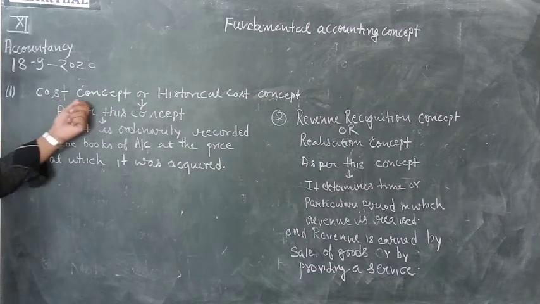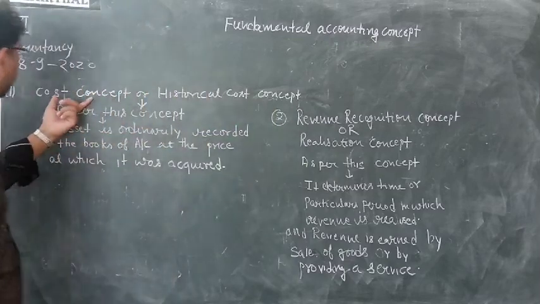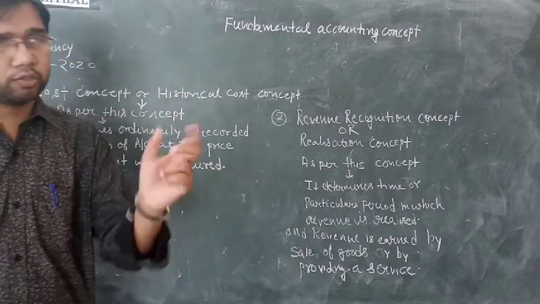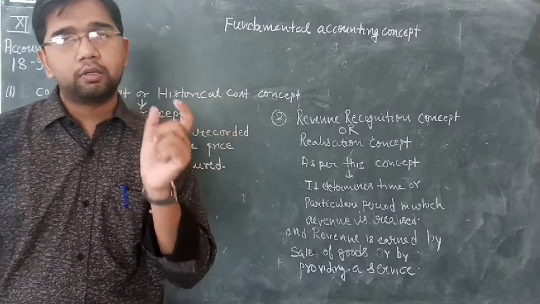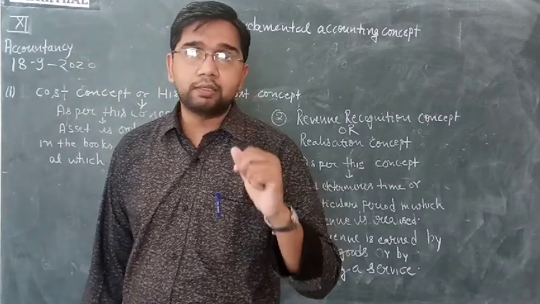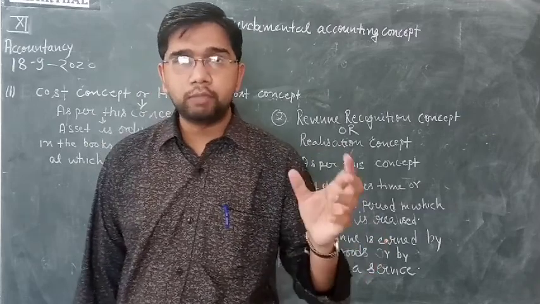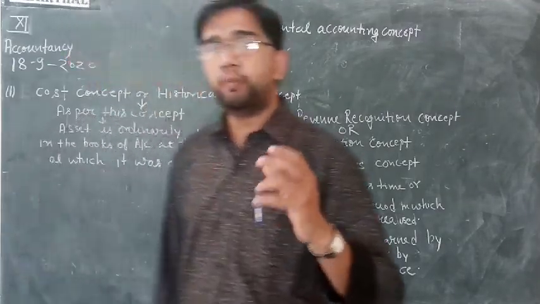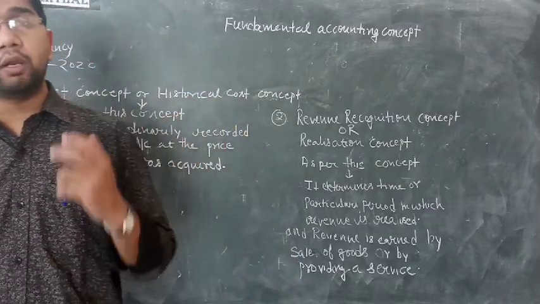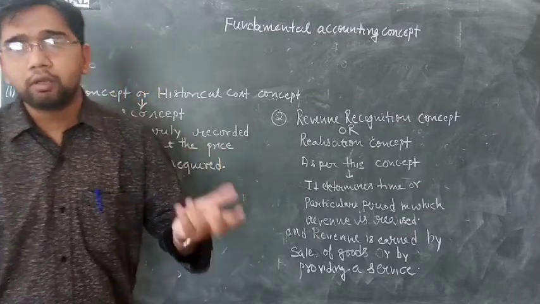So next, cost concept or historical cost concept. Suppose you purchase a building, a plant, an equipment. Suppose plant purchased for rupees 1 lakh. Ordinarily these assets are recorded in the books of accounts when they are acquired. When you purchased that asset, suppose rupees 5 lakh, then 5 lakh rupees is recorded in your books of account. Clear? So this pricing is the cost concept, according to the historical cost concept.